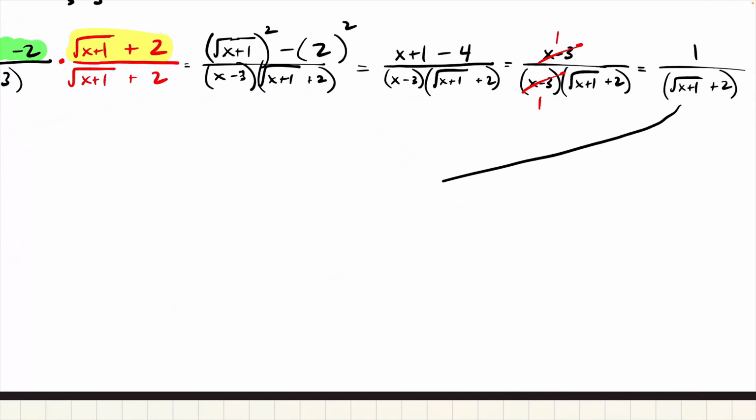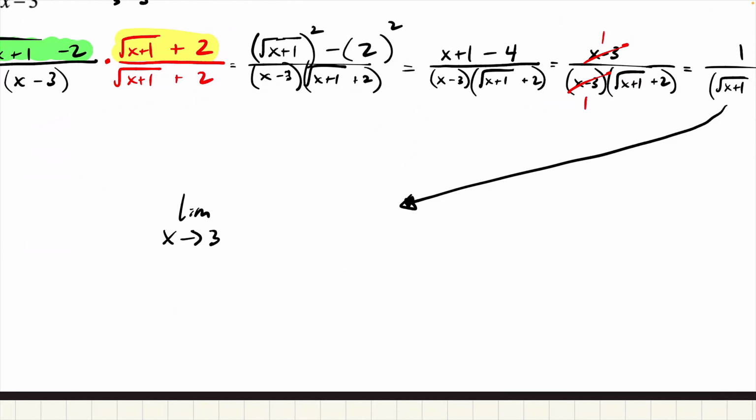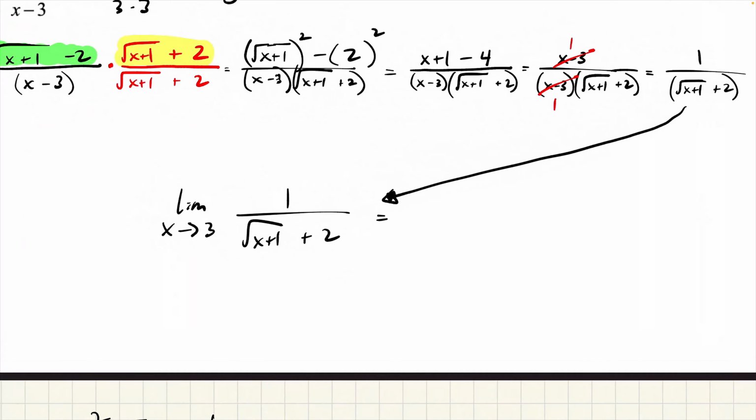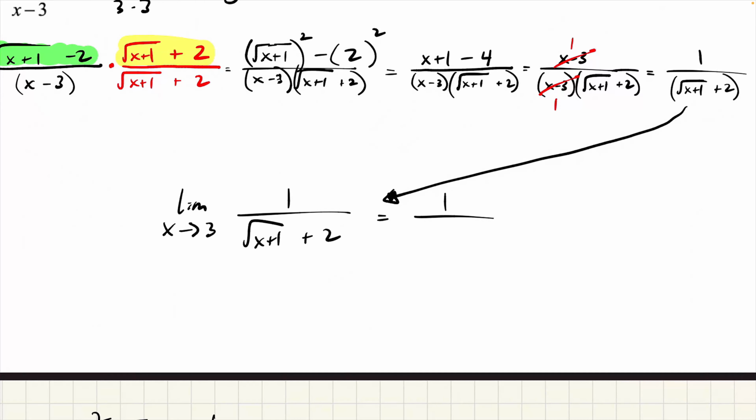So now let's move this down, and let's find the limit. The limit as x approaches 3 of 1 over square root x plus 1 plus 2. Once we do each of these things, then we got to plug it in. Now when we plug in, do we get something other than 0 over 0? Yeah, we do, right? We get 1 over 4. That's the limit, 1/4. Okay, that's the limit.